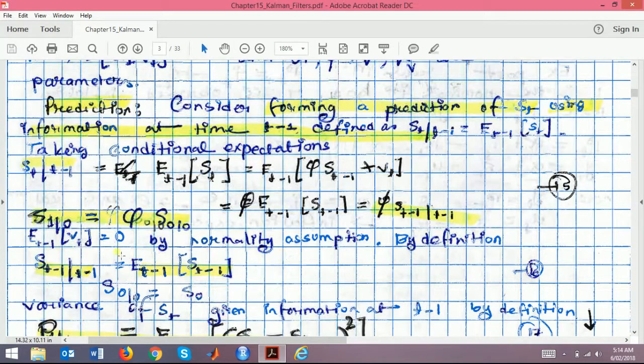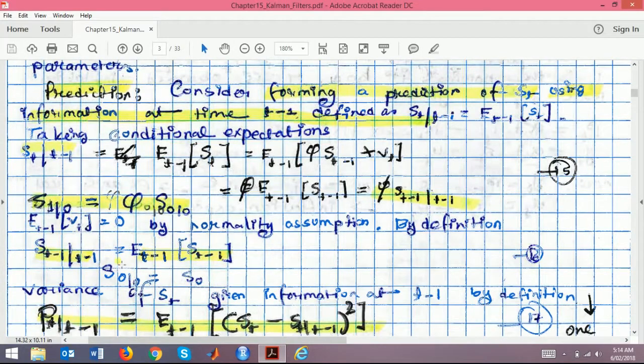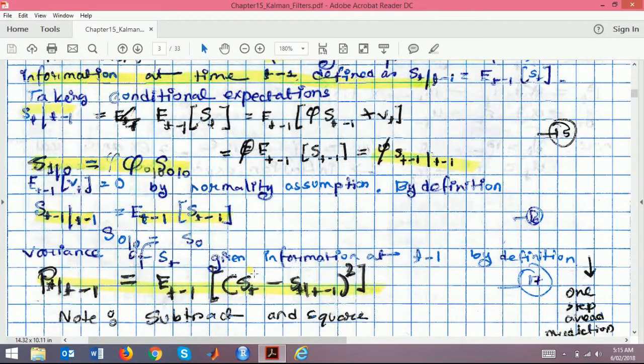Now the last period's expectation on the disturbance term, by normality assumption or by definition, is st minus 1 conditional upon t minus 1 equals last period's st minus 1. So s naught given information at last period equals s naught. So s1 is phi s naught, while s naught is simply s naught, as we know.